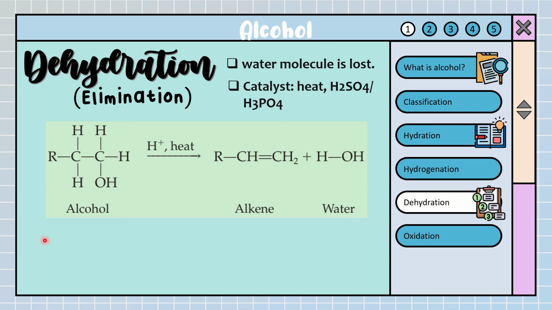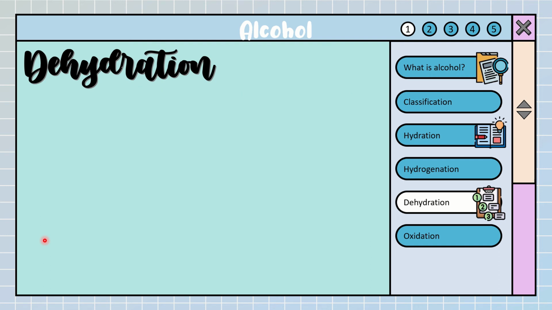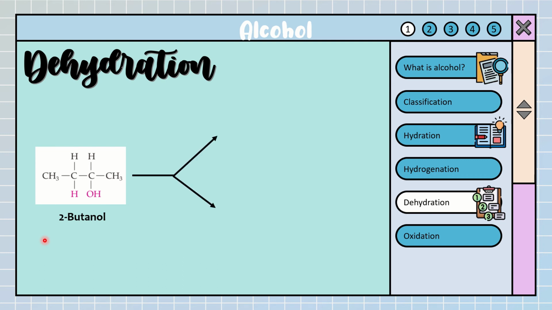But this reaction can give a mixture of products. This means that there would be 2 possible products that can be produced. To better analyze this, let's have an example. We have 2-butanol. In the 2-butanol, we could possibly have 2 products. So let's first have its catalyst. We have an acid, so we can have sulfuric acid perhaps, and then some heat. Let's have the triangle as a symbol of heat.